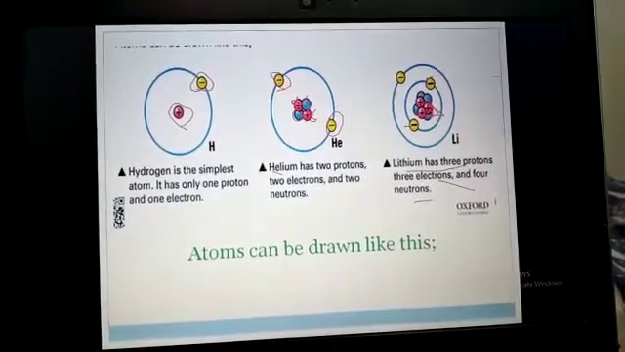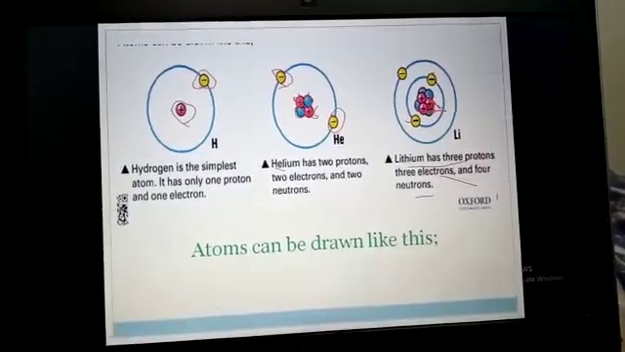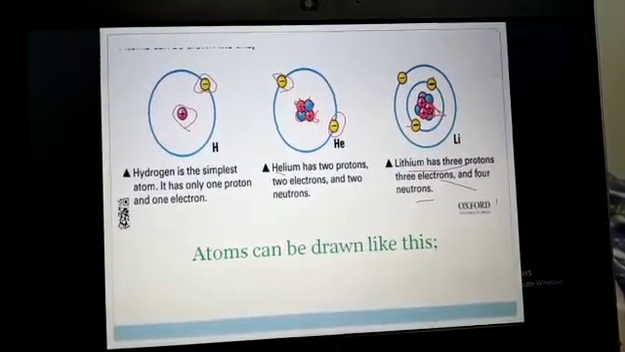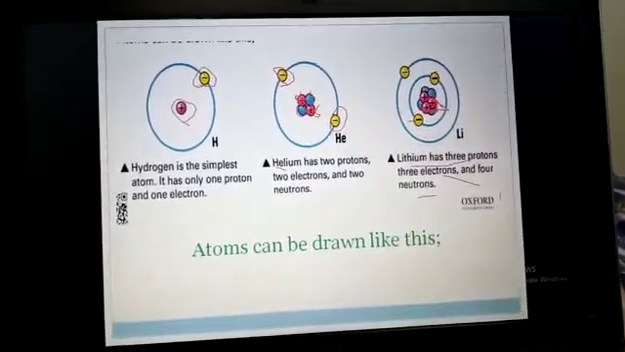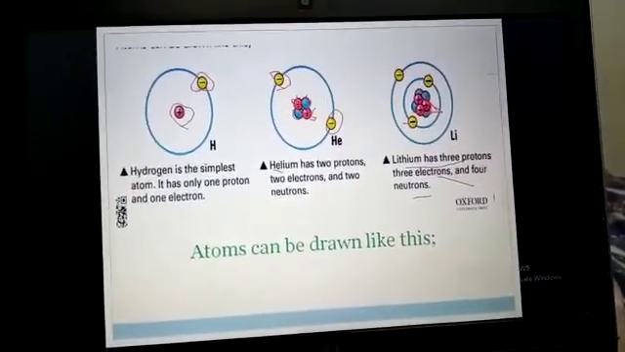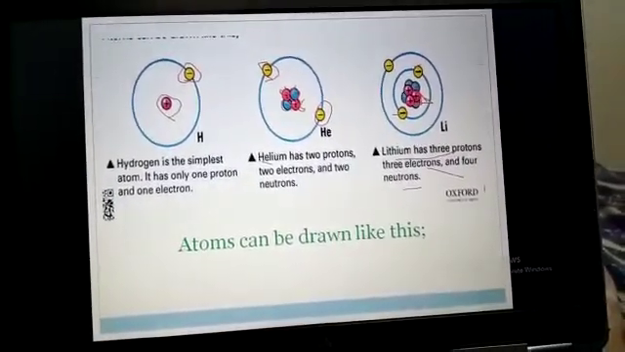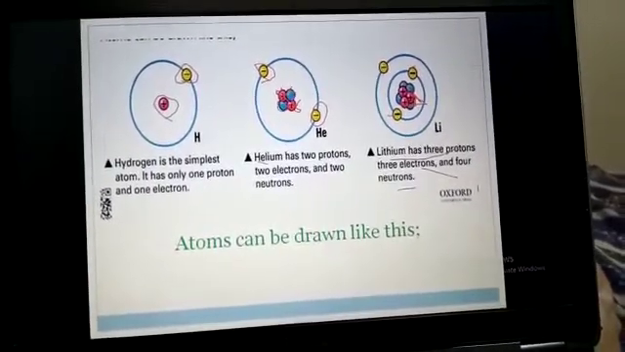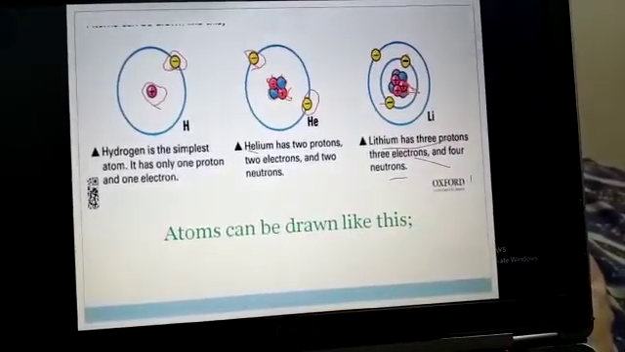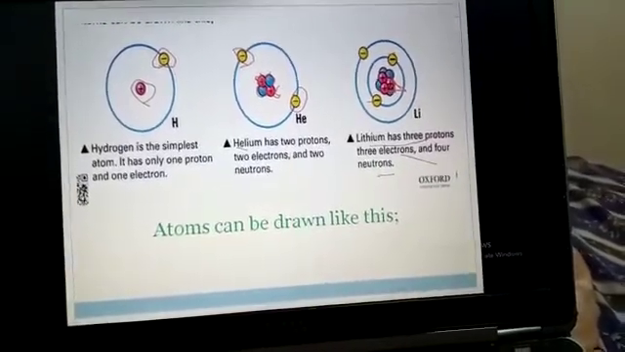Helium has two protons, two electrons and two neutrons. This is electron 1. This is electron 2. Because electrons have a negative charge, they both have a negative charge, so these are called electrons. Protons have a positive charge, and they both have a positive charge, so these are called protons. The remaining two are neutrons because they have no charge.